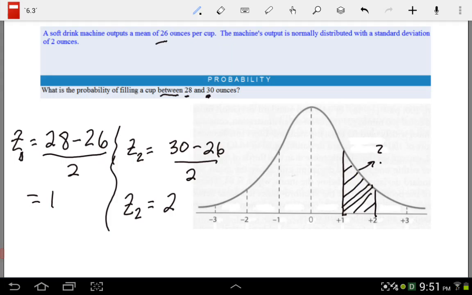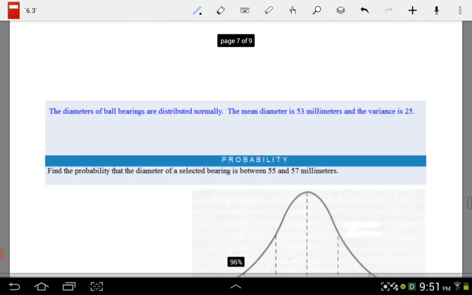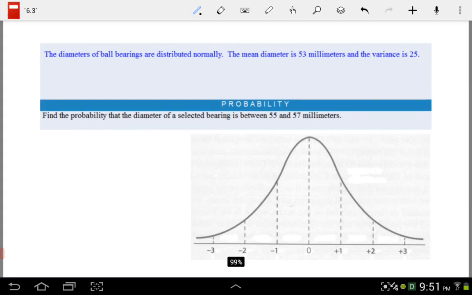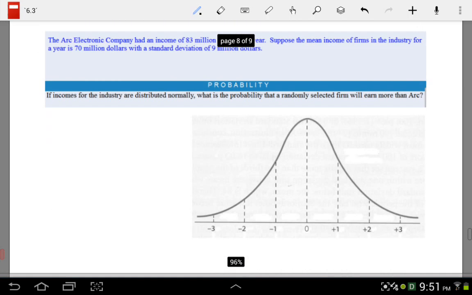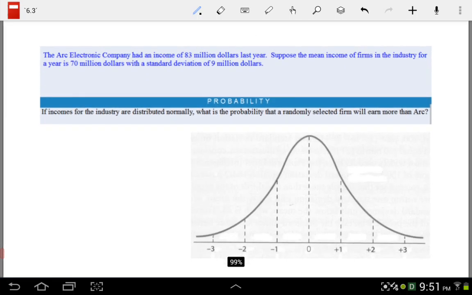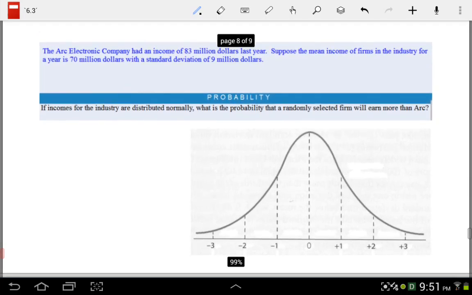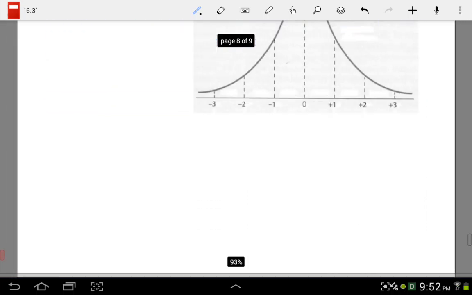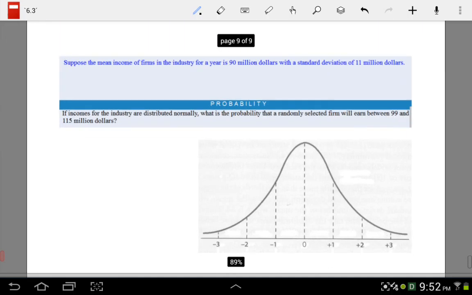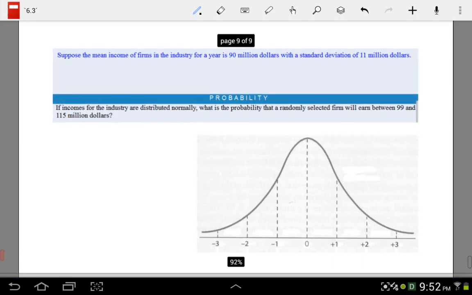I do have a few more examples, but I think I'm going to stop the video here. I believe they're the same. I'm just going to look at them real quick to make sure. Yeah, that's pretty much the same thing. Now again, be careful. That one says variance, so standard deviation would be 5. I believe this one is the same too. These are still pretty much the same here. Okay, that's it.